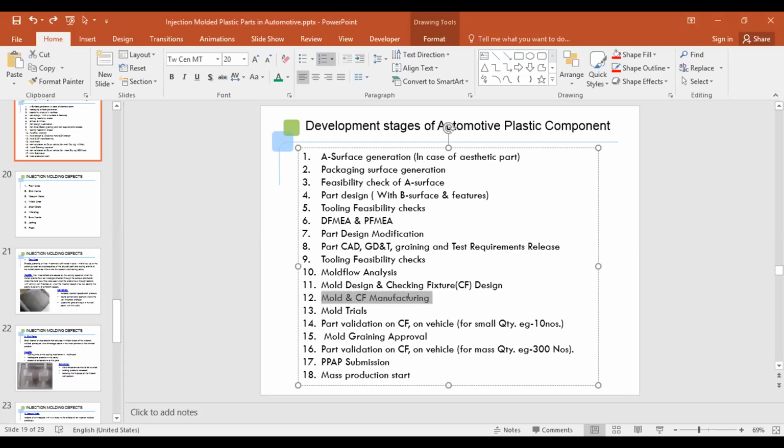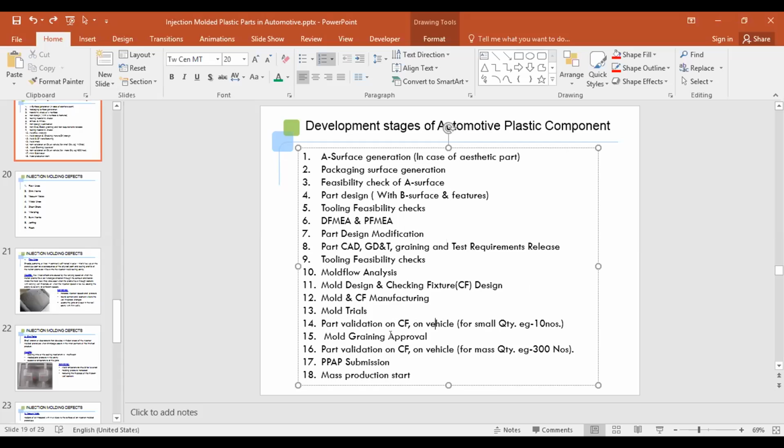Then after the completion of this manufacturing, it comes for mold trials. Trials will be done on the mold, and we will get the actual parts. Then this part is validated on checking fixtures, and finally on vehicles also, for a small quantity like 10 vehicles.